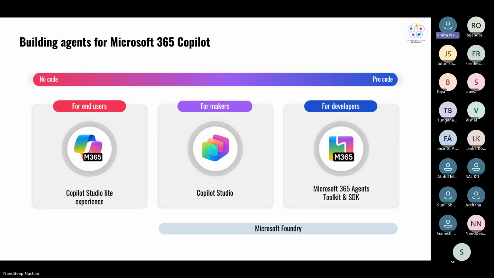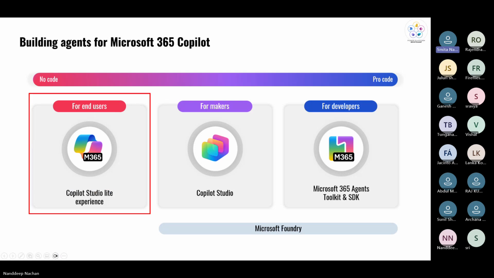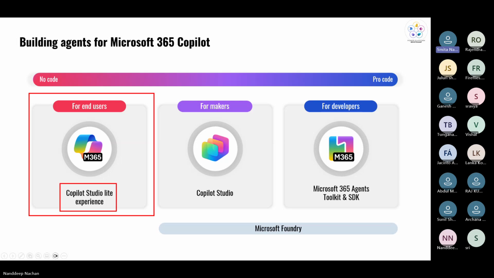So this explains the different ways you can build agents for Microsoft 365 Copilot, based on who you are and how much control you need. Let's talk about this one. So on the left, there is a no code experience for end users. Copilot Studio Lite allows users to create simple agents or extend Copilot behavior with minimal setup, focusing on productivity rather than the technical details.